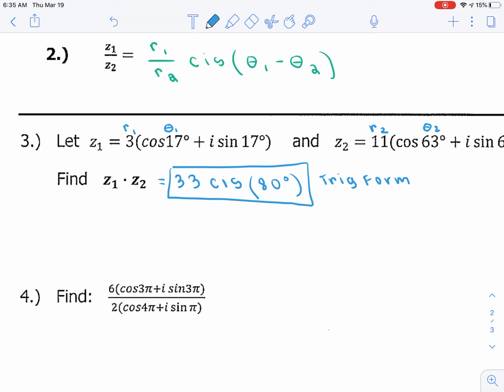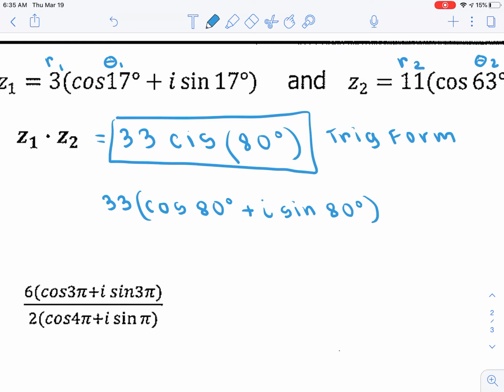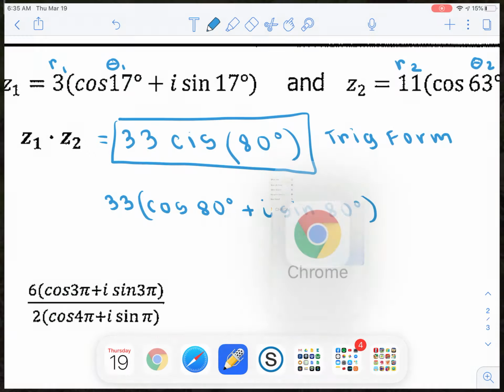Sometimes, however, you will be asked to convert this to standard form. So if you're asked to convert to standard form, you would take the 33, and then we want to rewrite this as cosine 80 degrees plus i sine 80 degrees. And then what we can do is use our calculator.